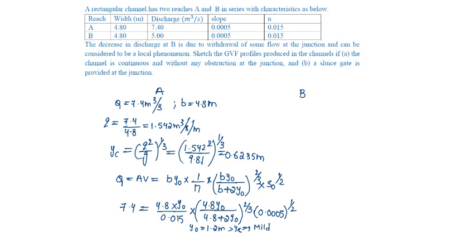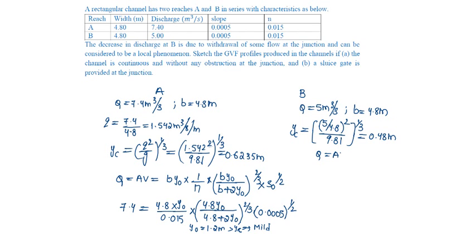In reach B, discharge is given as 5 meter cube per second and width is given as 4.8 meters. Since the discharge is changing, critical depth also changes, that is 5 by 4.8 whole square, which is small q, by 9.81 whole power 1 by 3, which will be equal to 0.48 meters. And similarly, in the same way, Q equal to area into velocity, we can find normal depth y naught, which is obtained as 0.918 meters.